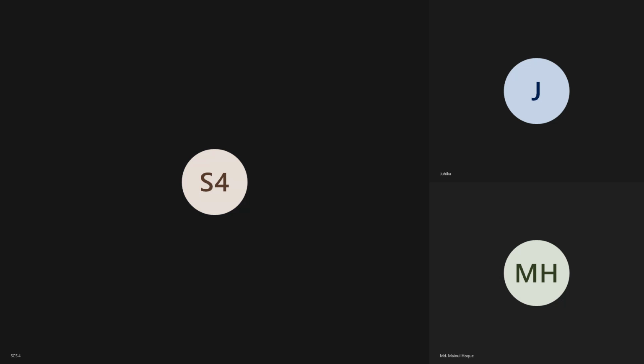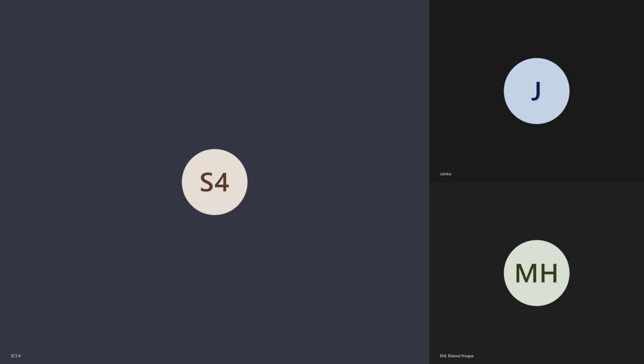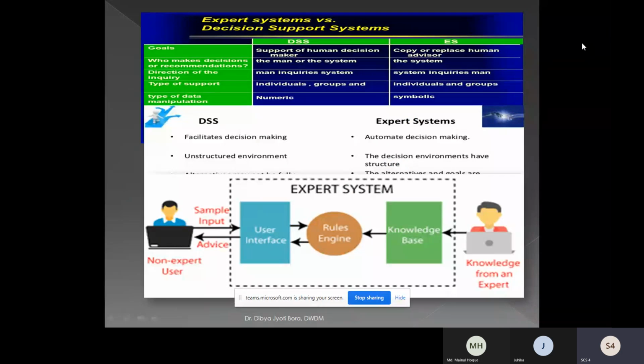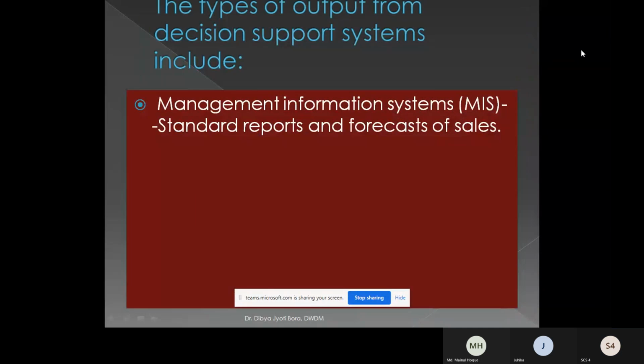Okay, good morning. So in the last lecture, we discussed the expert systems, and you have been given the assignment already. I have gone through it. It's okay. And we have also gone through the differences between DSS and expert system, right?